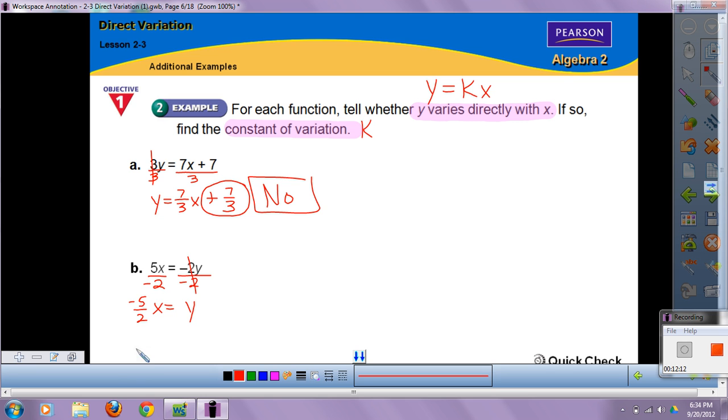We can flip the whole thing around using the symmetric property of equality. And y equals negative 5/2 x. So yes, this is a direct variation. Y equals some number times x. So our first answer is yes. They asked for the constant of variation. Again, that's just k. And k is simply the number in front of x. So our number is negative 5/2.